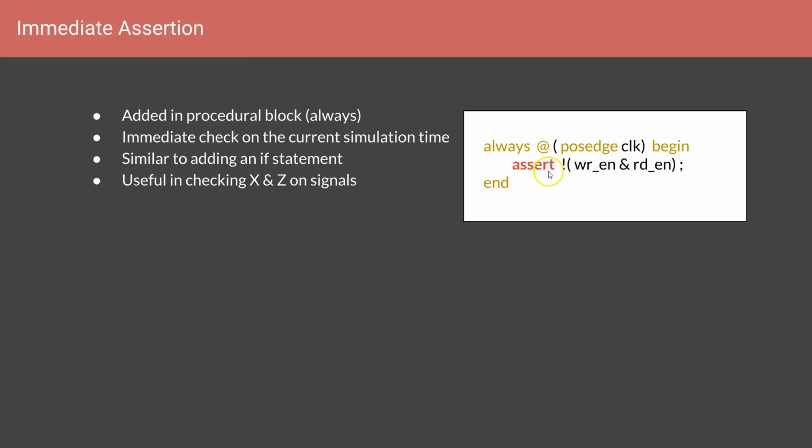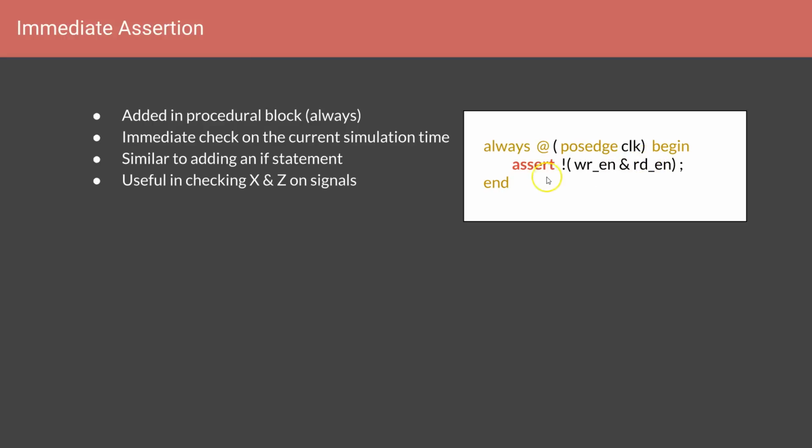As you can see, it is added in a procedural always block. In general, all immediate assertions are added in a procedural block like always. You cannot add it outside a procedural block. And also the immediate assertion will do a check immediately at the current simulation time. So whenever the always block is evaluated at a particular time, this check is evaluated.